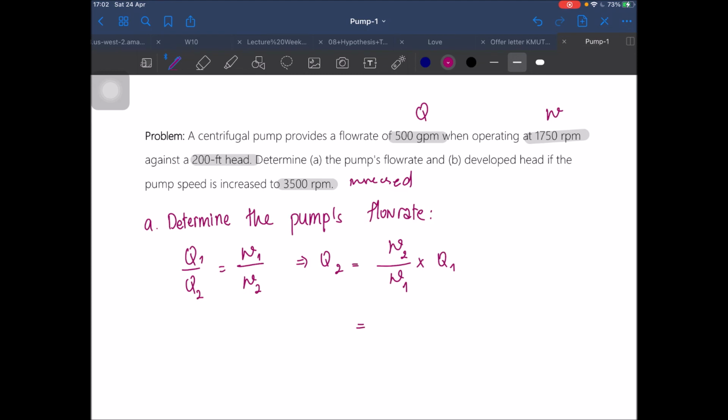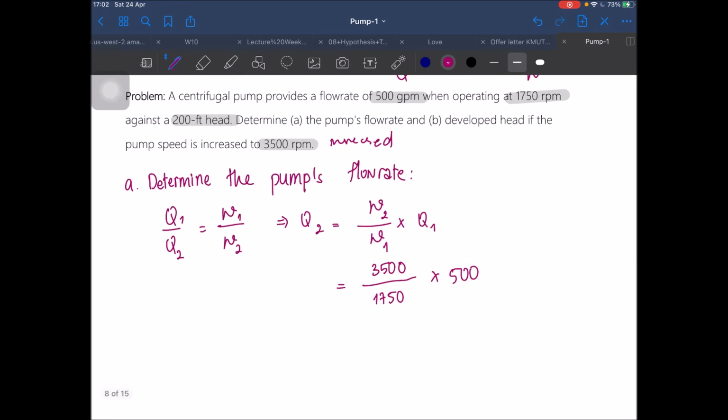So now we have angular speed 3,500 over angular speed 1, where is it? 1,750, and multiplied by 500 gallons per minute. So now we have 3.5. I'm sorry for my slow head. This one multiplied by this one equals 1,000.